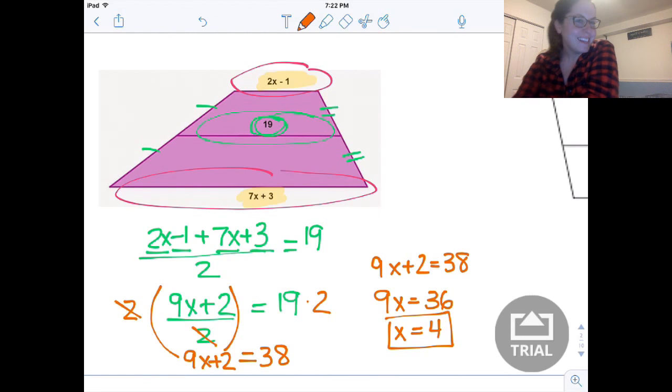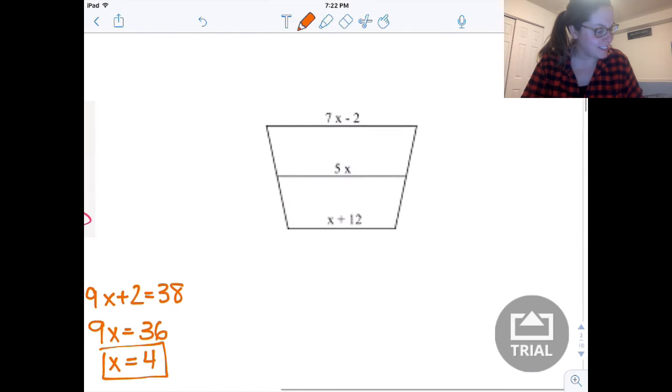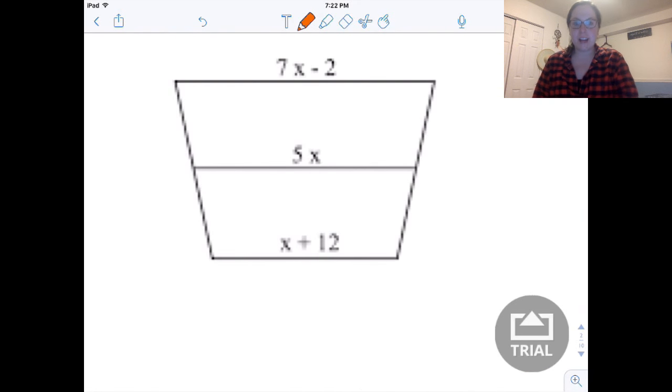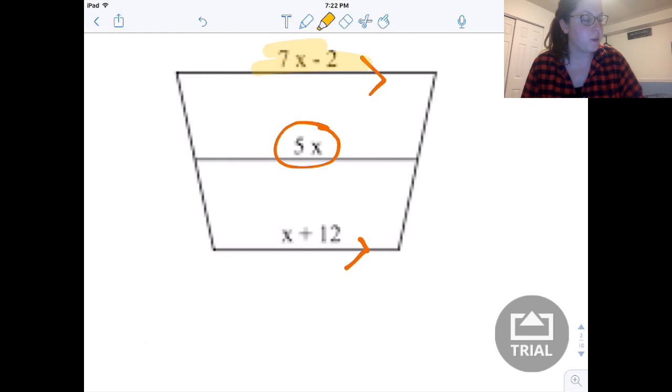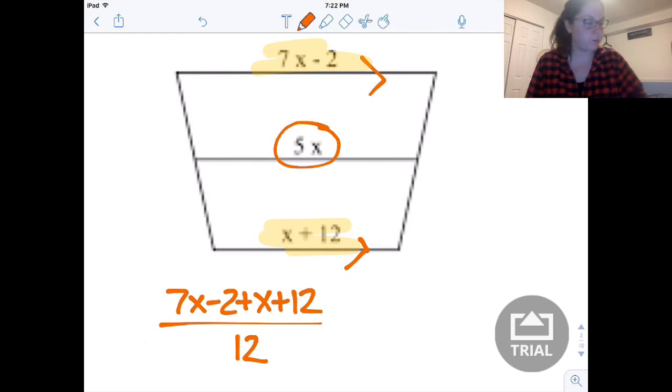So the next one we're going to look at is this. Very, very similar, right? I know that these are my two bases because these are my parallel sides. And this is going to be my median. So I'm going to average those. So I'm going to take my base 1 and base 2, and I'm going to add those up and divide by 2 because my average is dividing by 2. And then I'm going to set those equal to my midsegment, which was 5x.